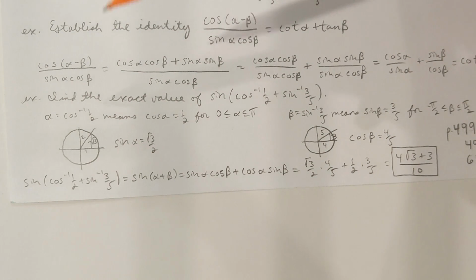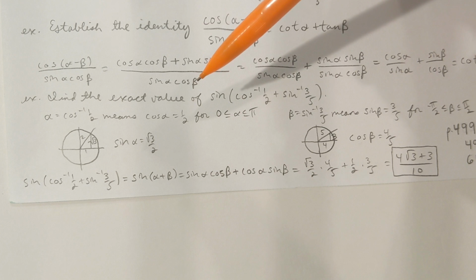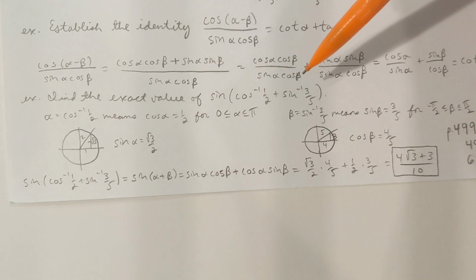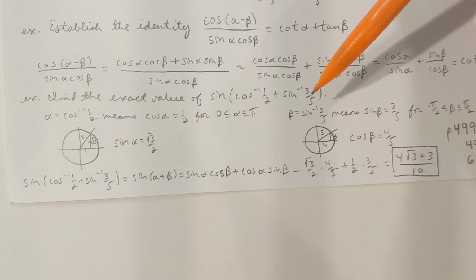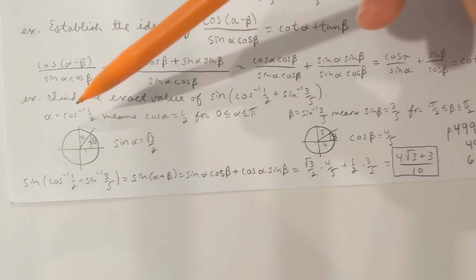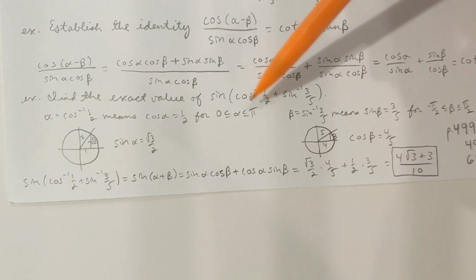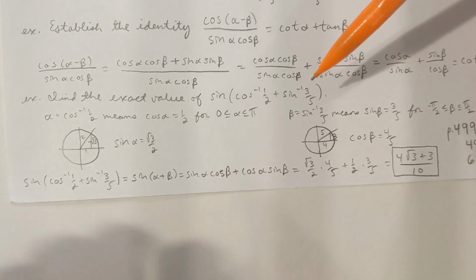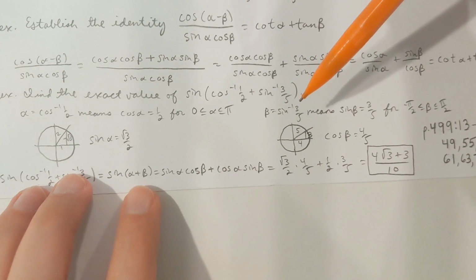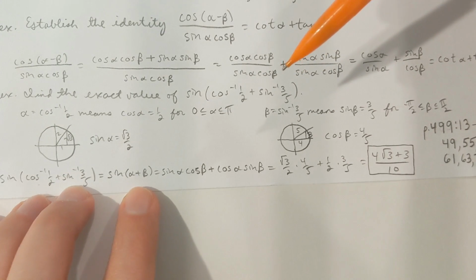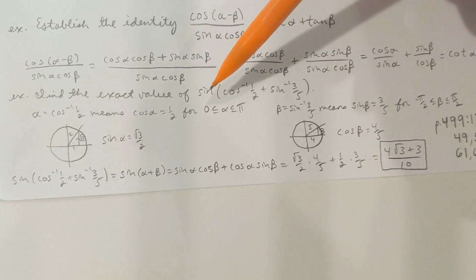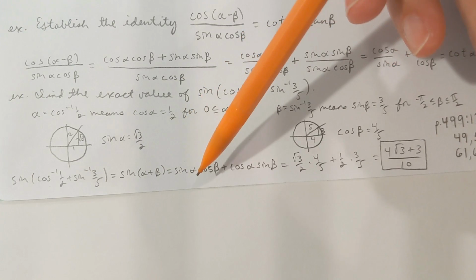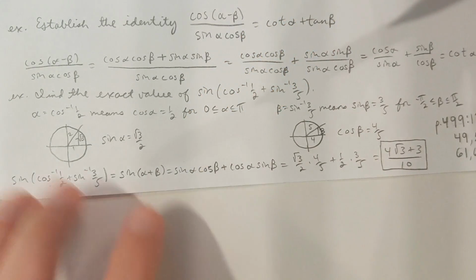Here's one more example. Find the exact value of sine of cosine inverse of 1/2 plus sine inverse of 3/5. Okay, I'm going to let alpha be cosine inverse of 1/2, that's just an angle, and then beta be sine inverse of 3/5, again that's an angle. So really in this problem I'll need to compute sine of alpha plus beta. Alright, so later on I'll be using my sum and difference formula.